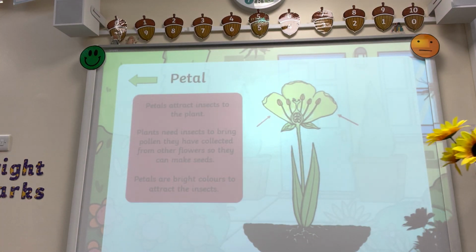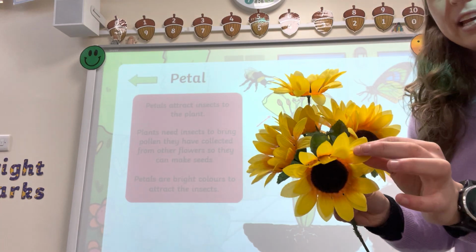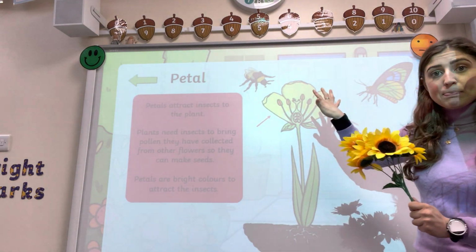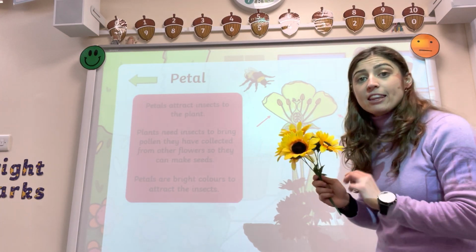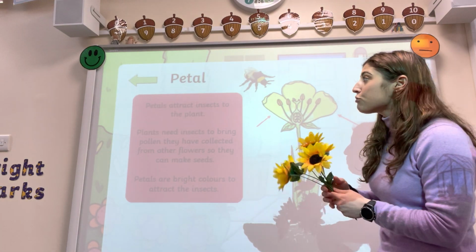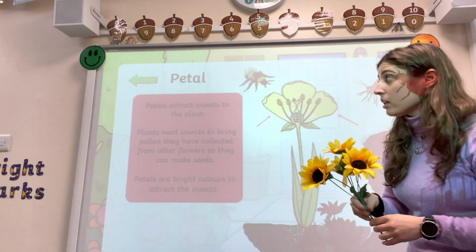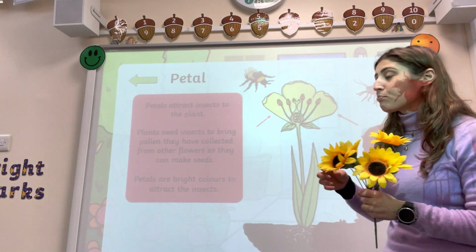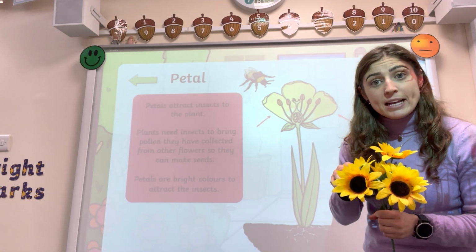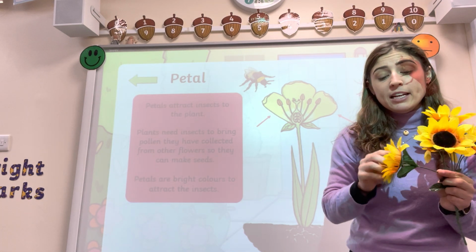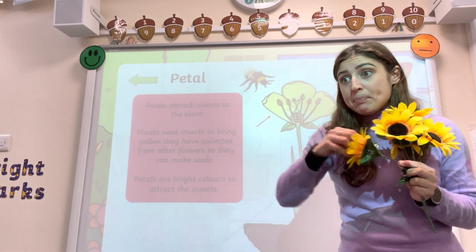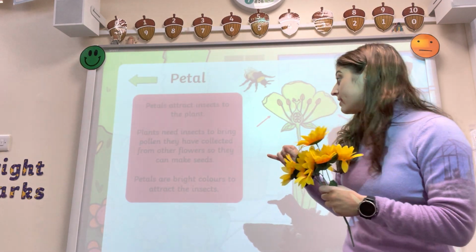The petals, remember now the petals are here. And look, we've got a bumblebee now. There's a bumblebee and a butterfly all on this plant. So let's see what the bumblebee and the butterfly are there for. Petals, the yellow things, attract insects to the plant. Plants need insects to bring pollen they have collected from other flowers so that they can make seeds. Remember now, the pollen makes the seeds, and the seeds eventually at the end of their life cycle will get blown away to make more flowers.